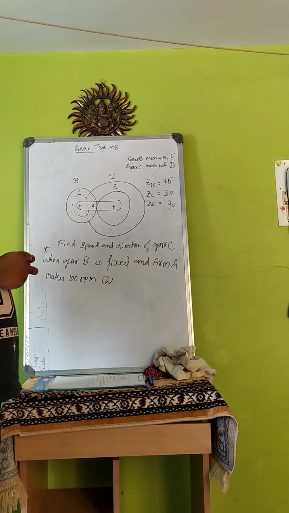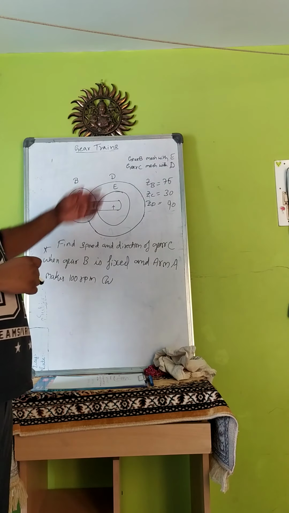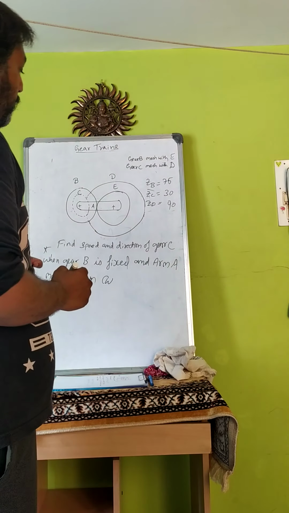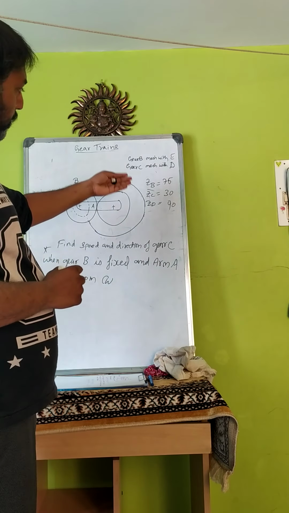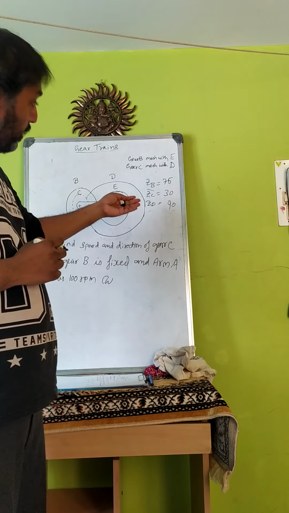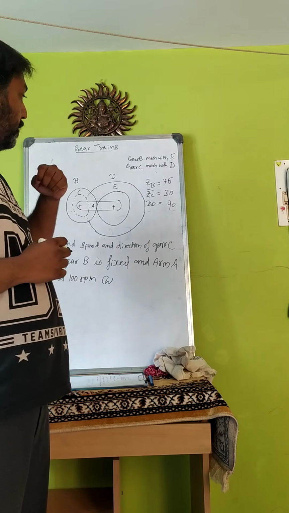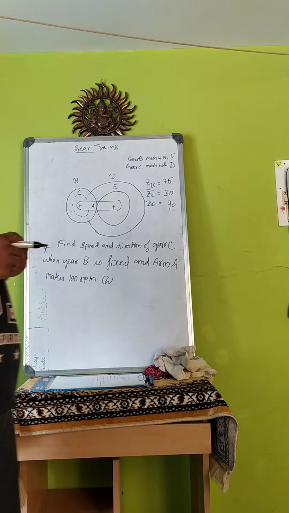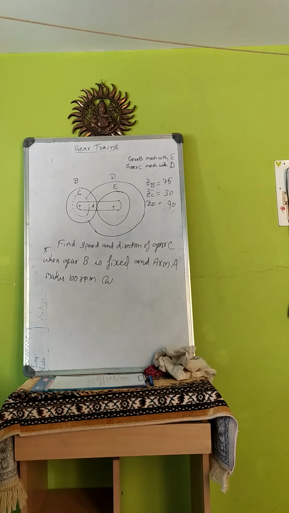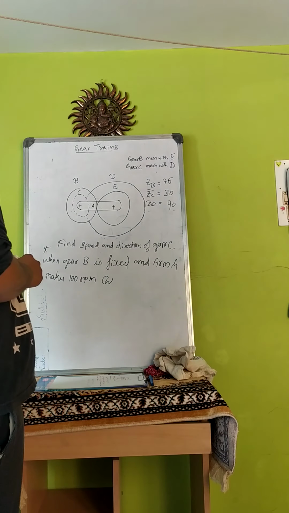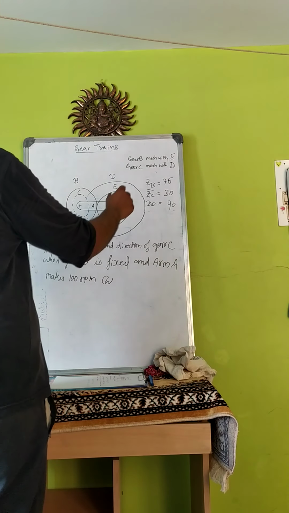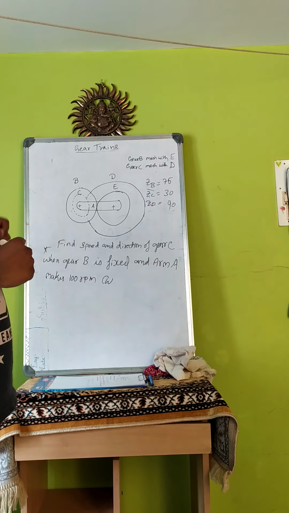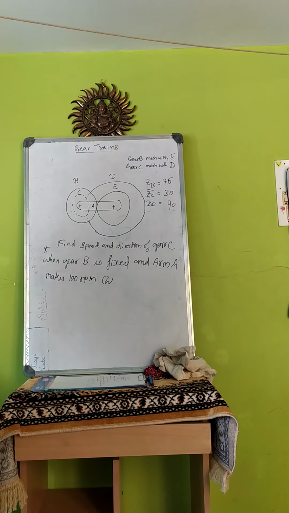For that, some data is given. What are the given data? ZB is given as 75. That is, the number of teeth on gear B is 75, number of teeth on gear C is 30, and number of teeth on gear D is 90. With this given data, we have to find the speed and direction of gear C. So how to proceed further? One data is missing: the number of teeth on gear E is not given. So let us find ZE.